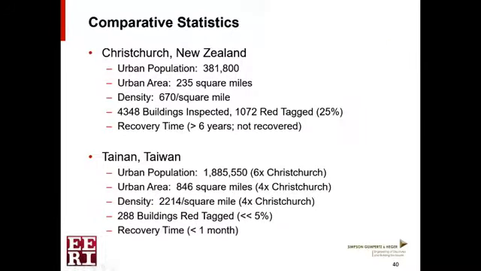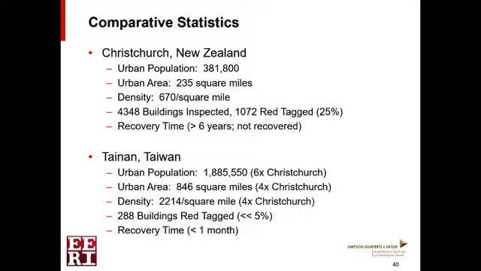So the urban population of Christchurch is much, much smaller than Tainan, about 1/6. The urban area is about a quarter the size of what we see in Tainan, and of course the density is also similarly small. However, the damage that was identified within Christchurch, and remember that red tagging is actually a societal result of the earthquake. It isn't a guaranteed quantified metric that is the same everywhere. It's what people deemed to be completely unsafe and unusable. And it really stopped activities from occurring in Christchurch and was very significant.